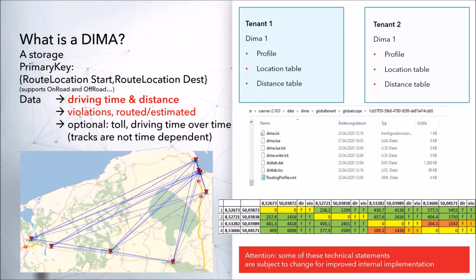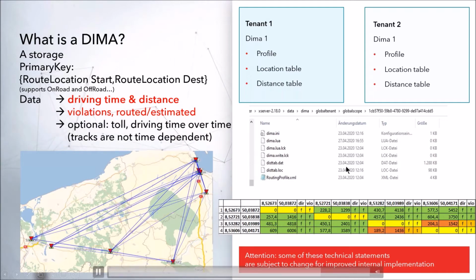Okay, what you can also see here, for those who have an on-premise installation of an xServer, is a subfolder that contains the content of a Dima, which is based on an initial ini file that describes some metadata of a distance matrix, and also the data files where we have the table itself and the primary keys in a different file. That's a part of the implementation that should not be too relevant for you as users, because in the cloud you will not have access to these kinds of folders.